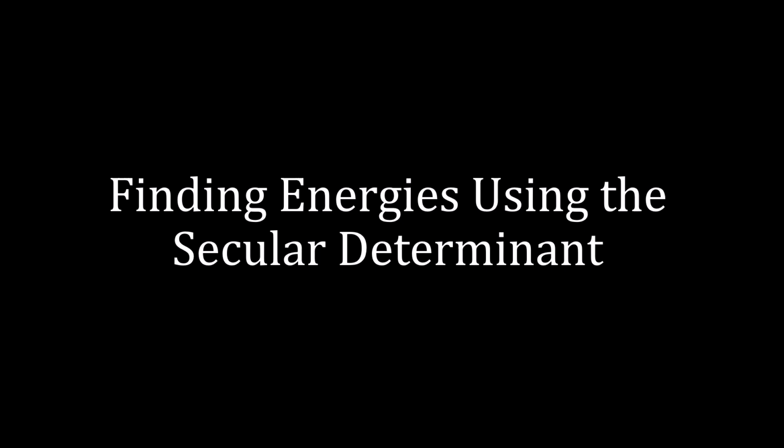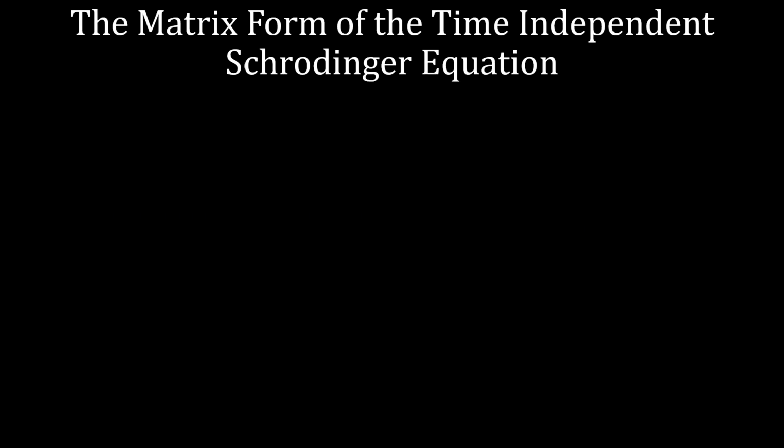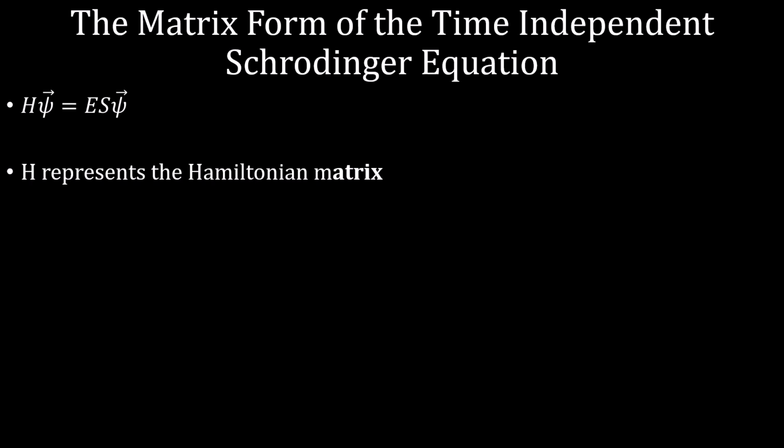Hi, it's Matt, and in this video we're going to talk about how to find the energies using the secular determinant. And to start off, we need to go back and discuss the matrix form of the time-independent Schrödinger equation a little bit more. So just as a reminder, in matrix form, the time-independent Schrödinger equation is given by H vector psi is equal to ES vector psi, where here H is our Hamiltonian matrix.